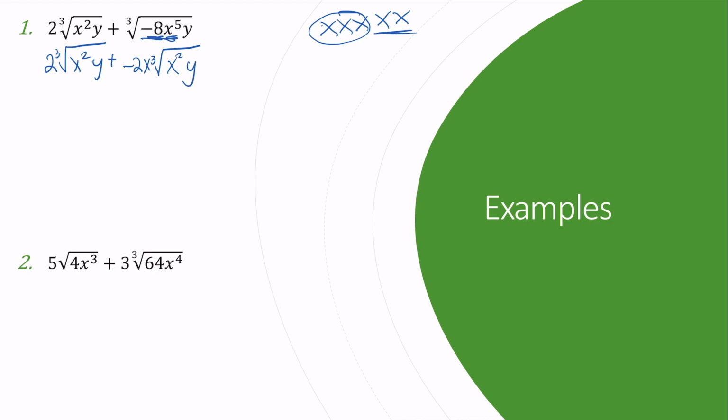If I've got 2 cube root of x squared y plus a negative 2x cube root of x squared y, those both are like radicals, but it's hard for me to see how I could combine them. One way is to maybe factor out the radical. So I'd have 2 minus 2x all times the cube root of x squared y, but that's an unnecessary step that you don't have to take.